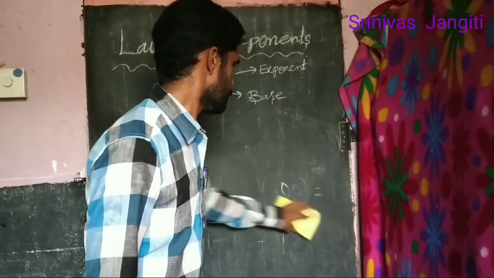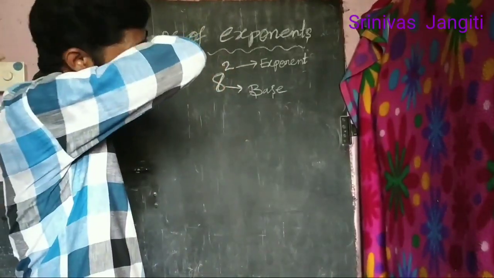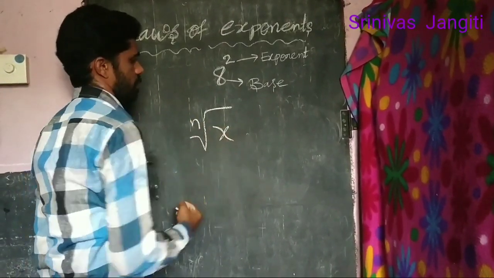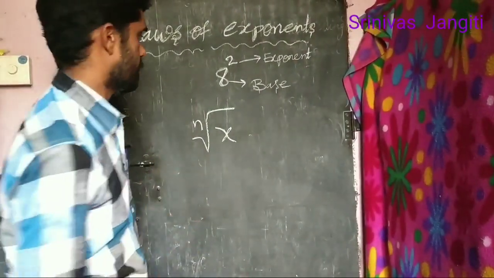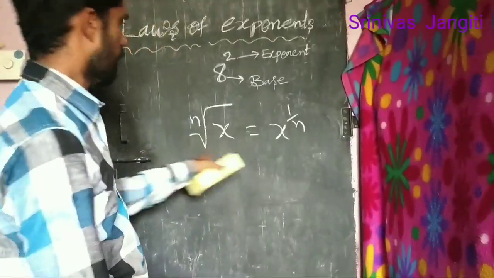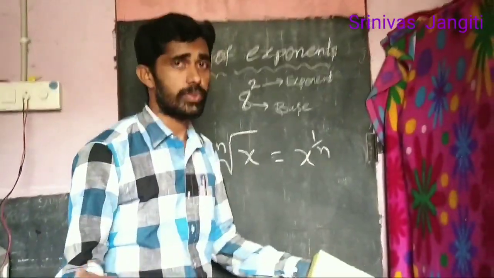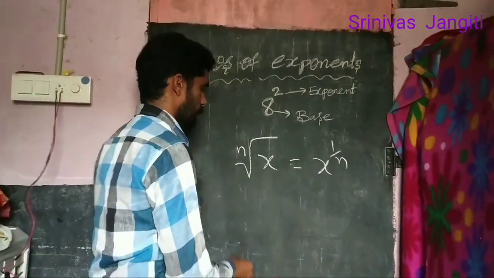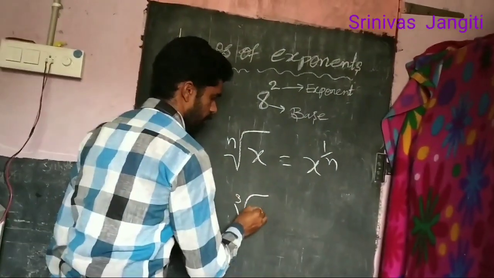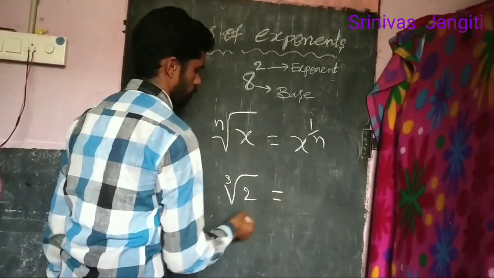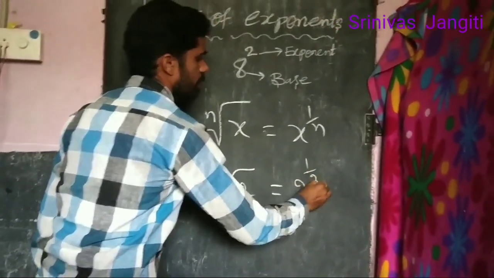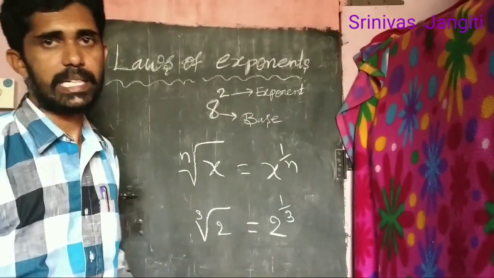Next. What is the next law? So simple. Suppose the nth root of x. The nth root of x is equal to, what is that here? x to the power of 1 by n. So suppose, tell me, the cube root of 2. This is equal to, in the same way, 2 to the power of 1 by 3. So simple. Is that clear, I think?